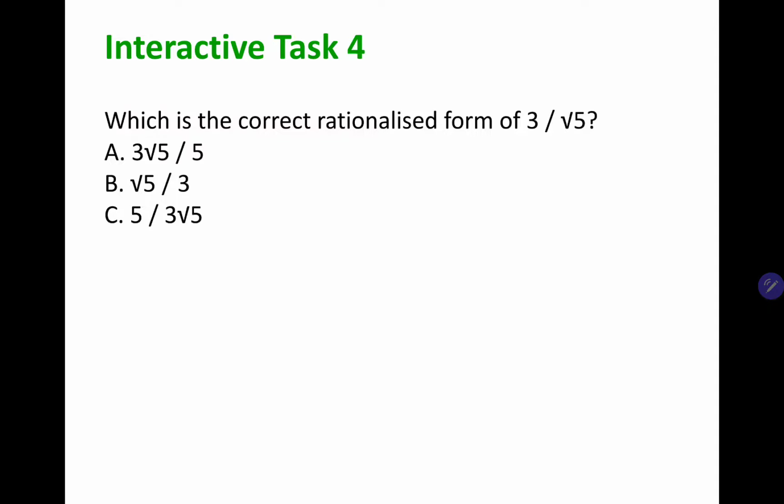Number 4, which is the correct rationalized form of 3 over root 5? Yeah, this is an irrational fraction. So all they're asking you to do is to put it in a rational form. Okay, we can just look at this together. If you want to put this in a rational form, like I told you, you multiply the numerator and the denominator by the denominator, root 5. Multiply this by root 5 and this by root 5.